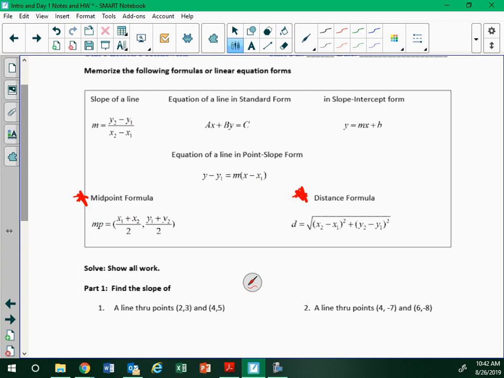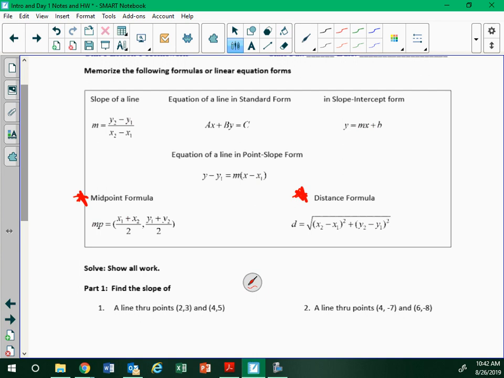If the problem doesn't specify which one to use, you can use whichever one you want. Sometimes it'll tell you what to start with. Sometimes it'll tell you what to finish in. So just make sure you read and follow directions. That's the number one mistake people make in geometry, not following directions. So just make sure you go back, reread the question, and make sure you've actually answered it.